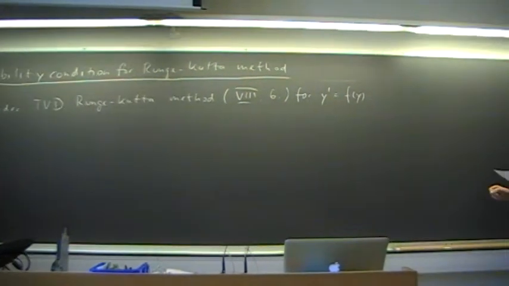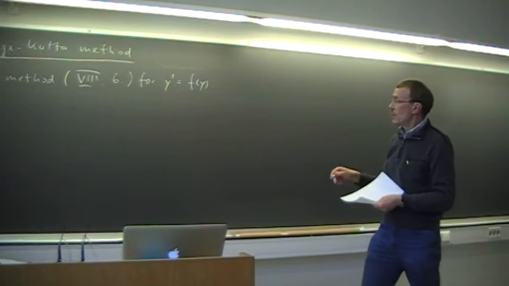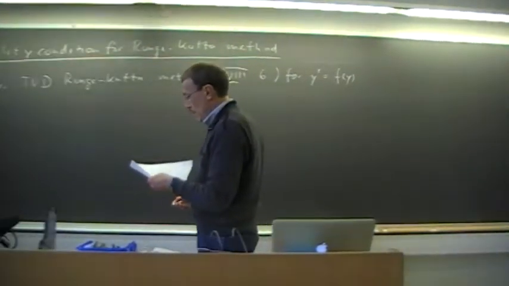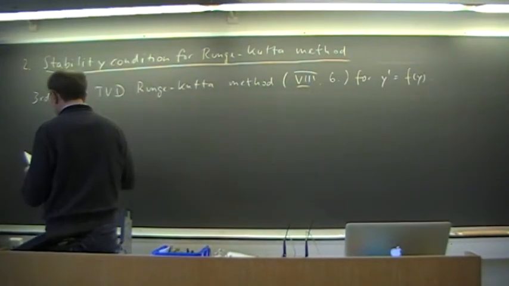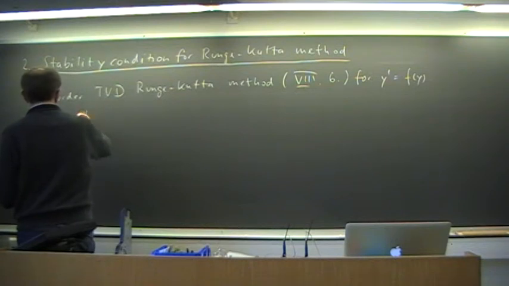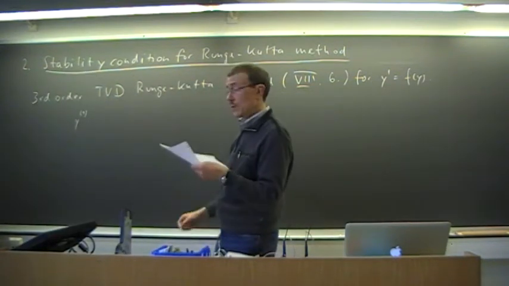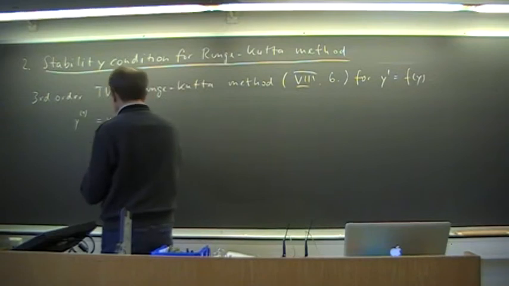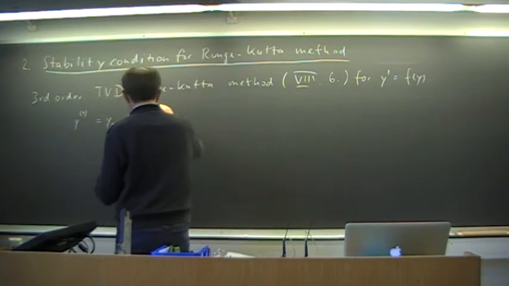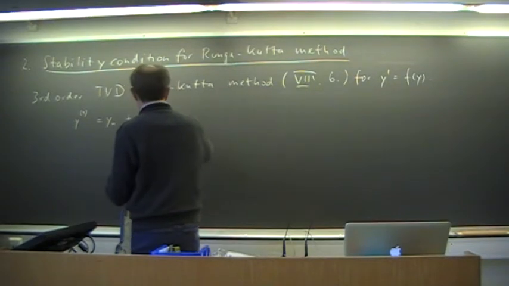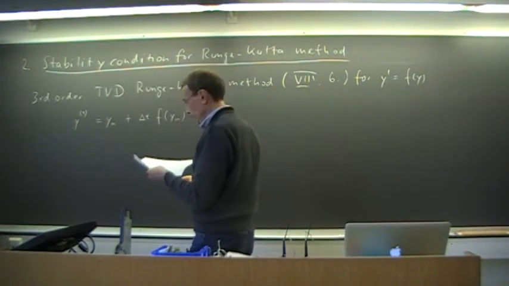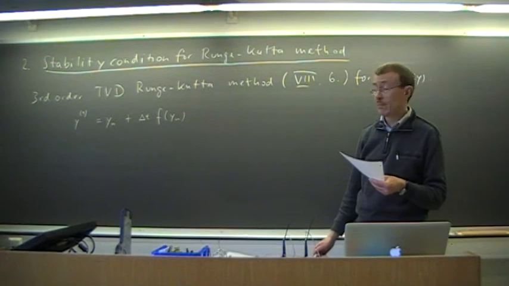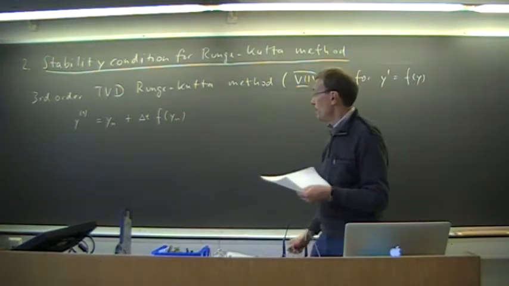So the name is an autonomous ODE. So we have no time dependence here. And the method is the following. If we write it in the ODE notation, then in the first stage, which we denote by a superscript 1 in parentheses, we take the value at the old time level plus delta t times the right-hand side of the ODE at the old time level. So as you see here, this is just a simple explicit Euler step. So that's the result of the first stage.